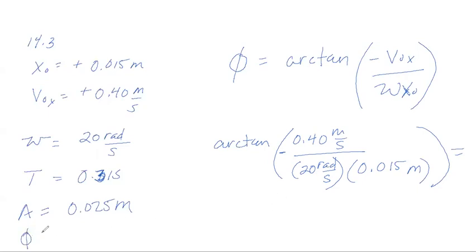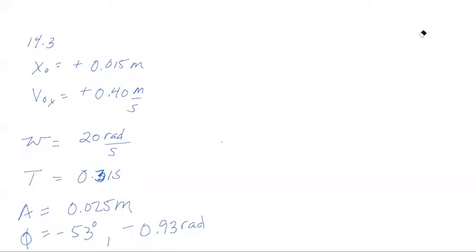So phi equals negative 53 degrees, or negative 0.93 radians. Okay, now to write equations for the displacement, velocity, and acceleration. We're going to use equations 14.13, 14.15, and 14.16.